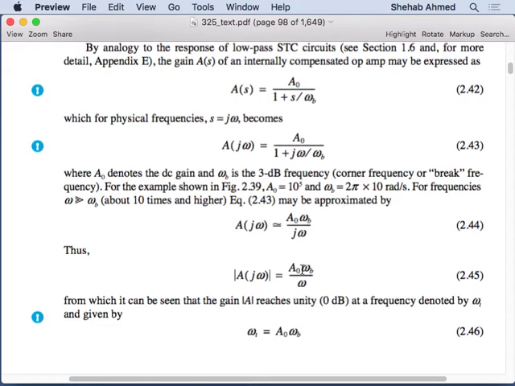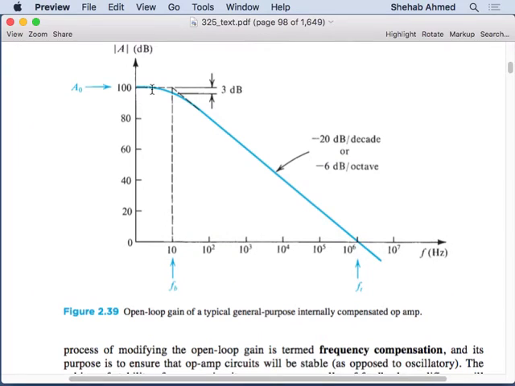So we can now draw this characteristic. I know where this crossing is. If I know where this crossing is, from the data sheet, sometimes I will be given this. I will be given the gain A naught as well, the DC gain.